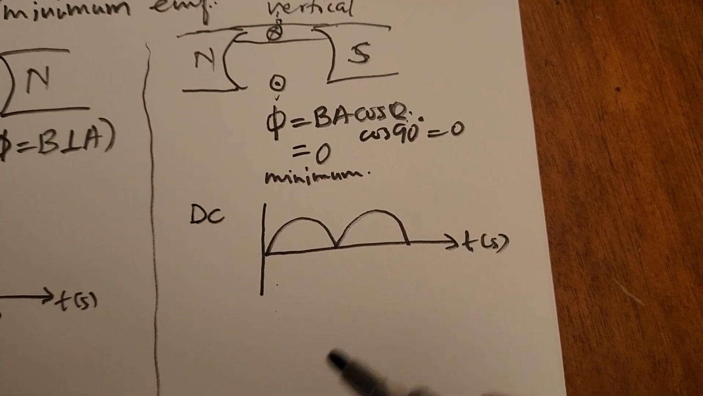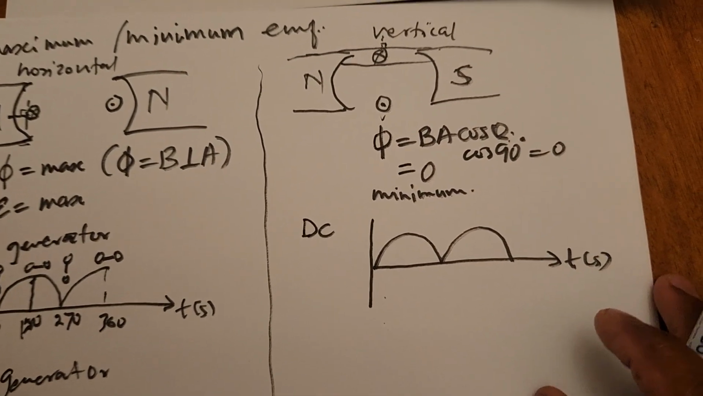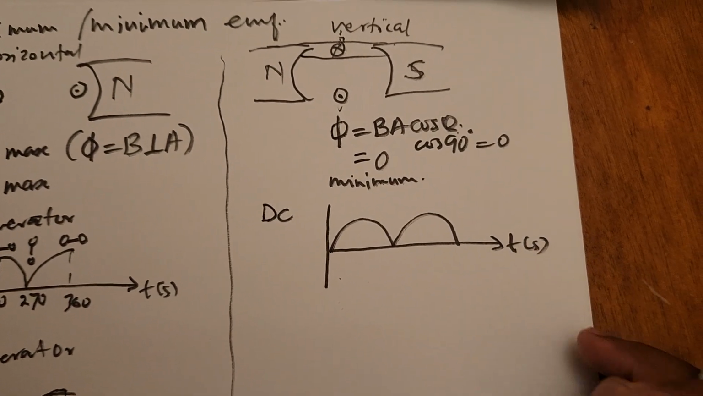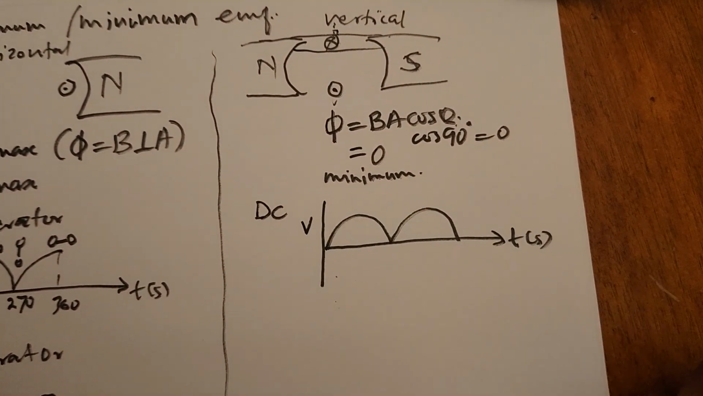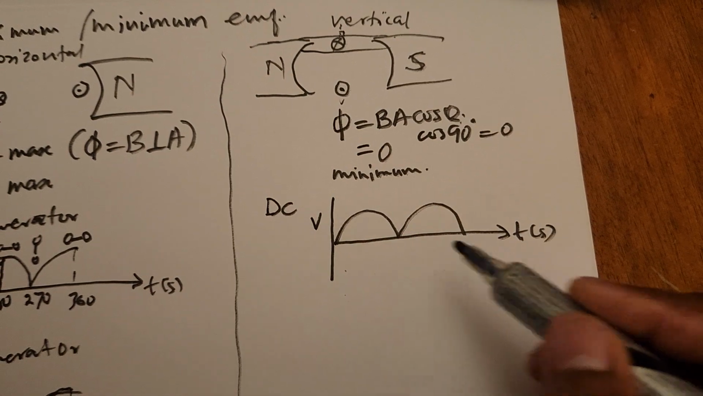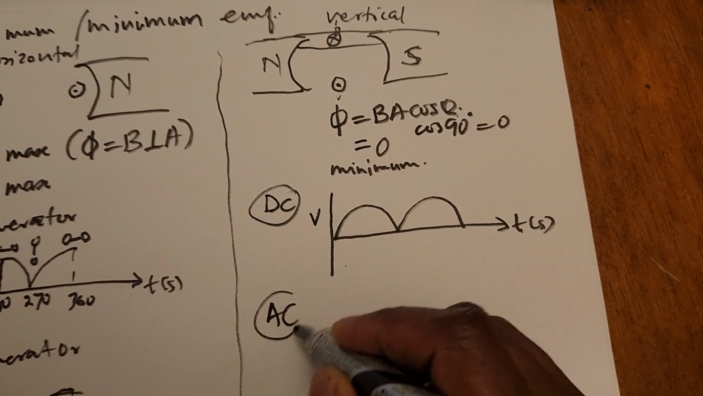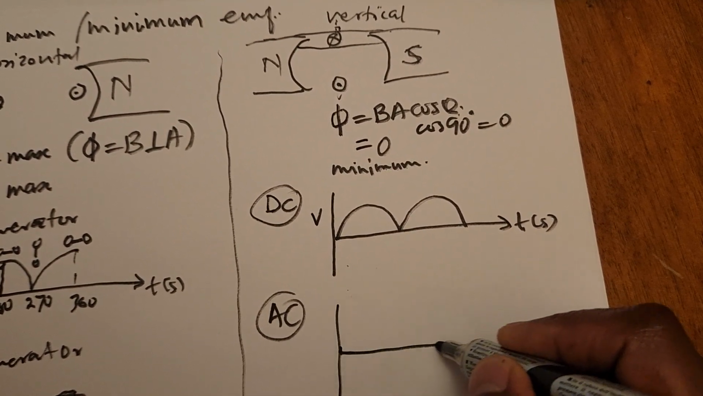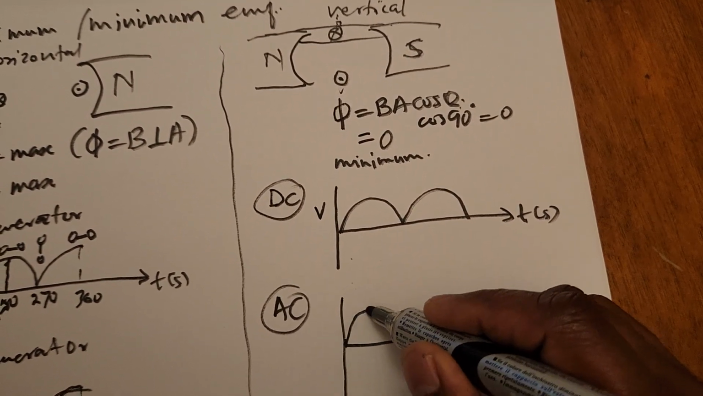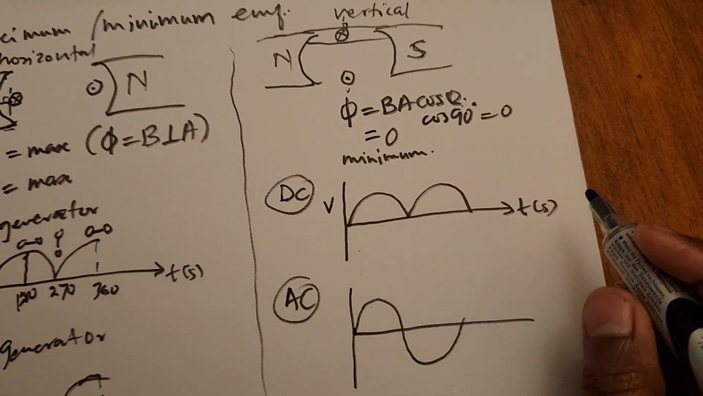Let's continue. We are still on the drawing of the voltage-time graph or current-time graph. Voltage-time graph for a DC generator, and then for the AC, when we start from minimum, it will be a sine graph. Those who know mathematics, this will be a full circle.